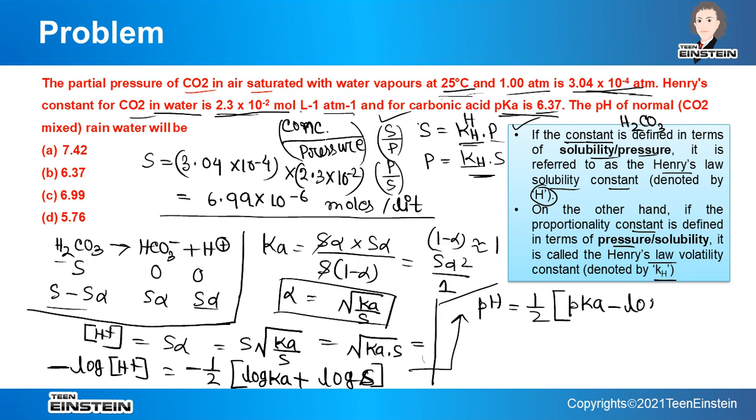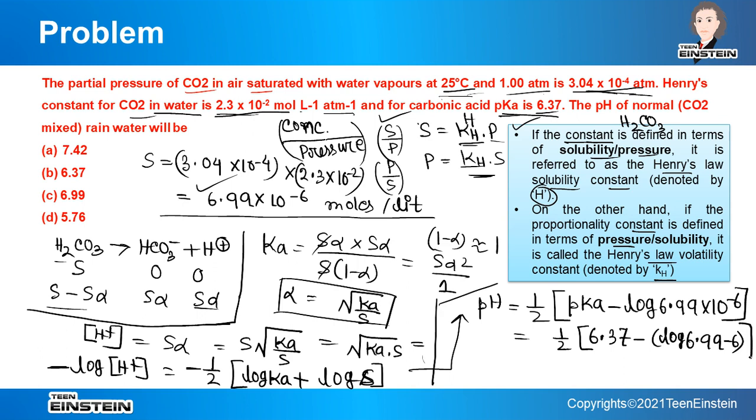And what is the value of S? We have calculated in the first part, 6.99 into 10 to the power minus 6. Okay, so put the values of pKa. It is 6.37, which is given in the question, and log 6.99, that means it is actually log 7 minus 6, because log 10 to the power minus 6 is minus 6. So ultimately it will be basically log 6.99 minus 6. And after the full calculation, the value that we will get is 5.76. So here options are given. This is the correct option, 5.76. Okay, I hope the problem is clear.